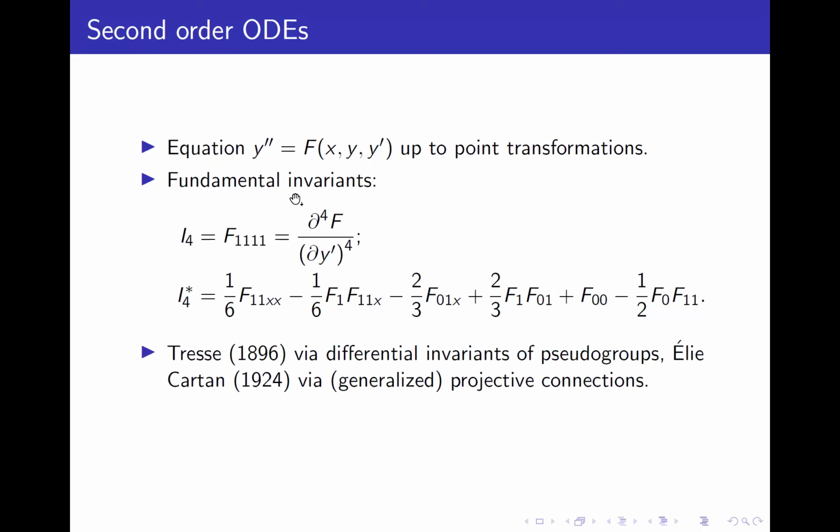So the history is that the first person probably who wrote down carefully these two fundamental invariants was Tresse in 1896, and Élie Cartan in 1924 did this via the approach I will be using today, which is very geometric. It was based on projective connections. And somewhat similar, this is an example where we look at second order ODEs under point transformations.